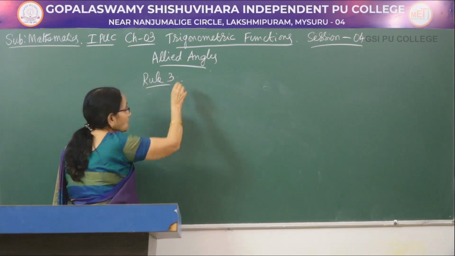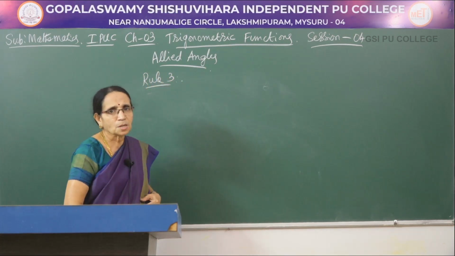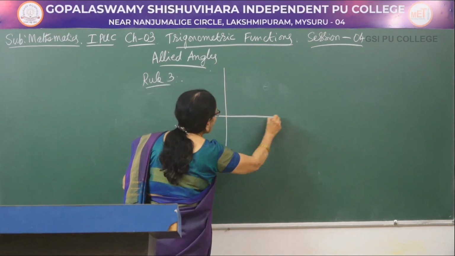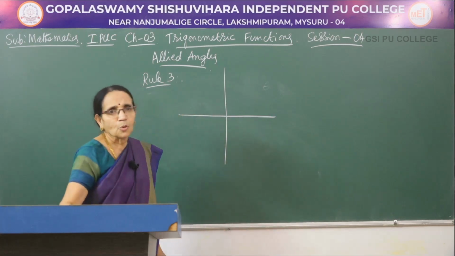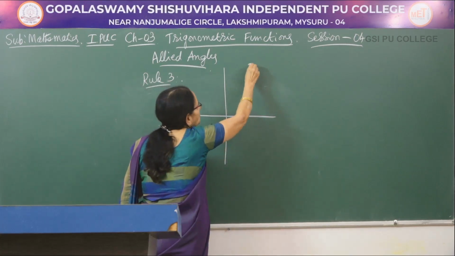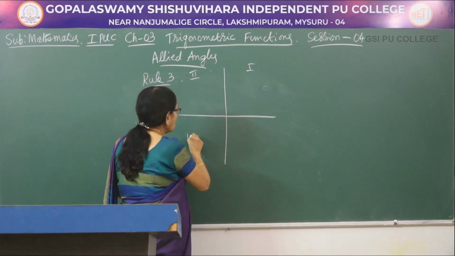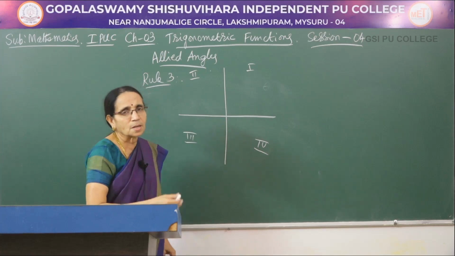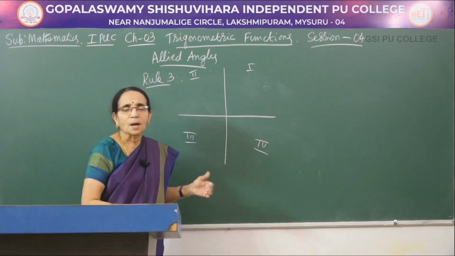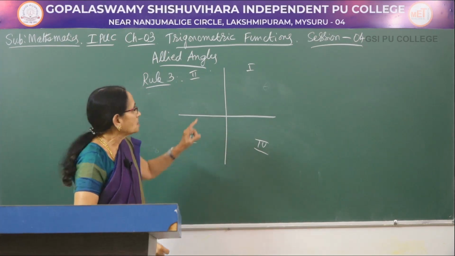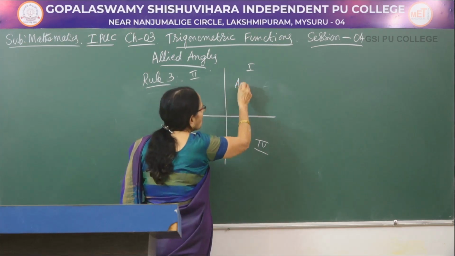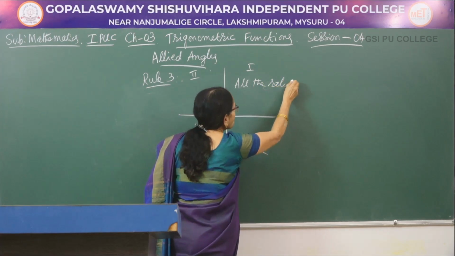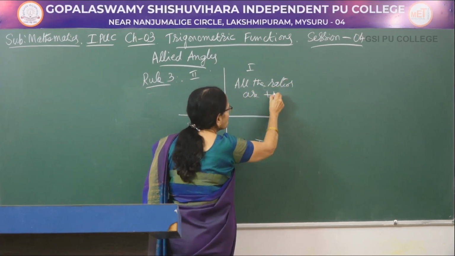Of course, all these could be derived also, but if you know the information, that would be enough. Now, consider the 4 quadrants here. As you know, this is the first quadrant, this is the second one, this is the third one, this is the fourth one. We can consider a circle and take a point and prove all these results. If you know the results, that would be enough. Now, in the first quadrant, all the ratios are positive.